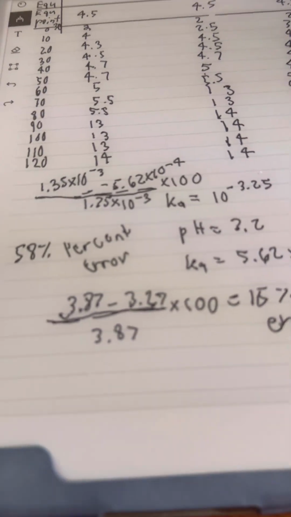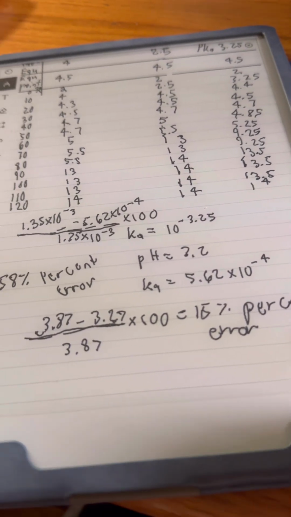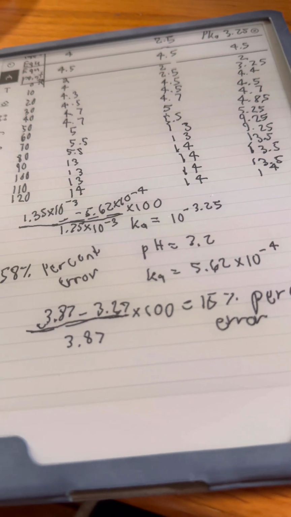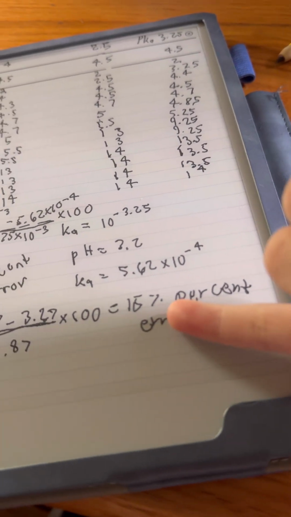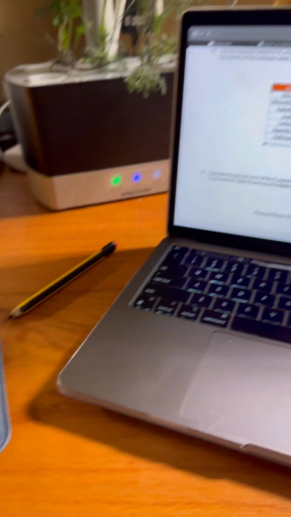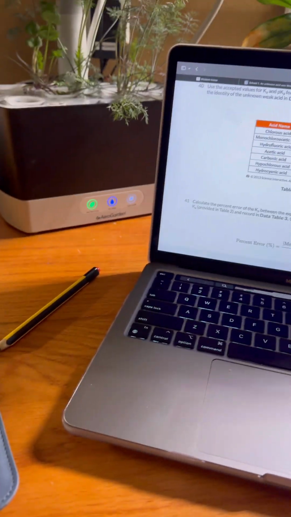And I've subtracted mine from it and divided by 3.87, and the percent error came out to be 15%. So that is the end of my lab, and I hope to see y'all next week for another.